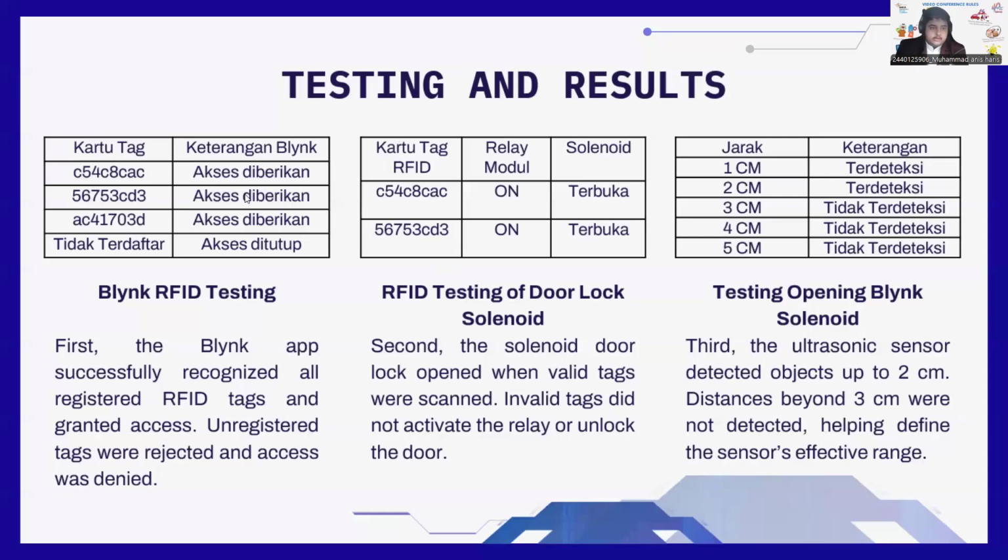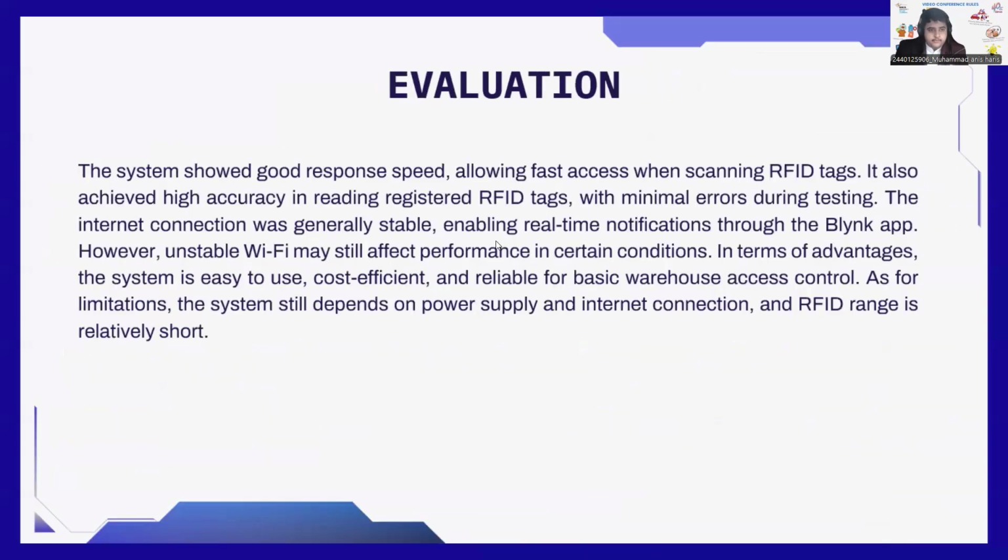This is the testing result, the one that we demonstrated in the video. This is the first card as an example, the C5. We gave it access in the application. Also, on the relay module we set it so the lock will open as soon as the tag reads this ID number. It works at about 2 centimeters, and anything beyond 3 centimeters wouldn't be read. So the system shows a good response speed, allowing fast access when scanning RFID tags.